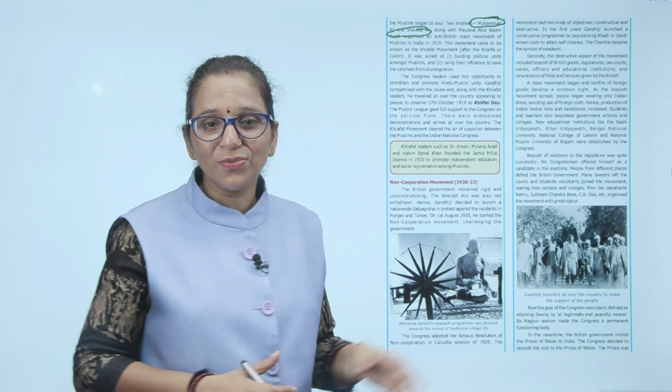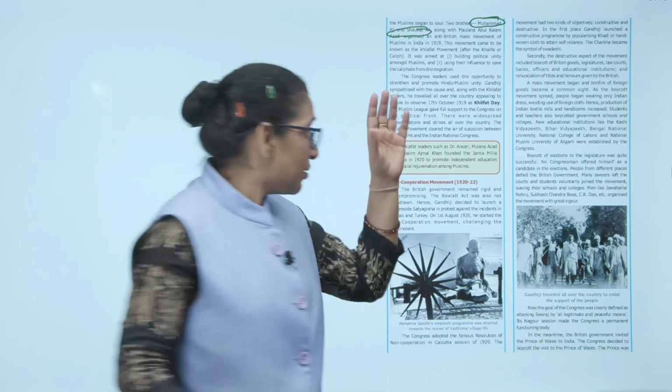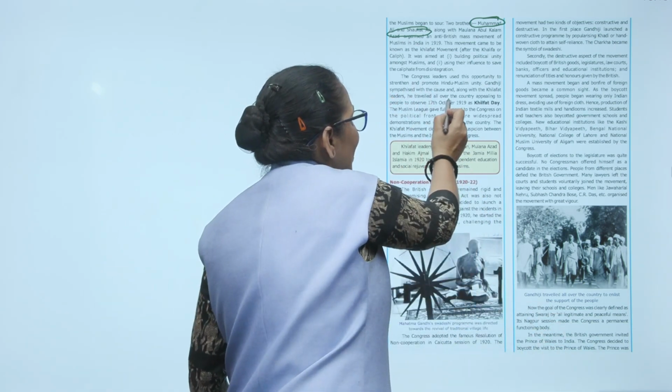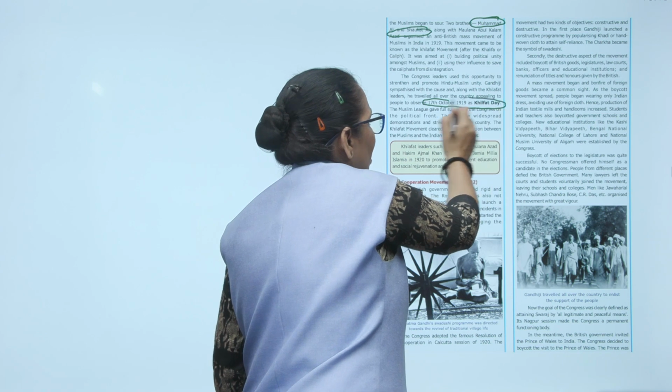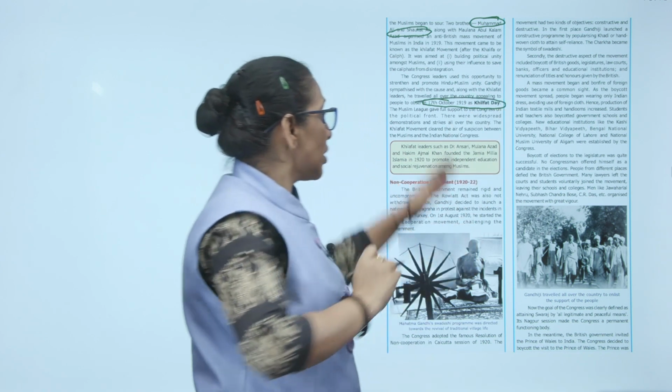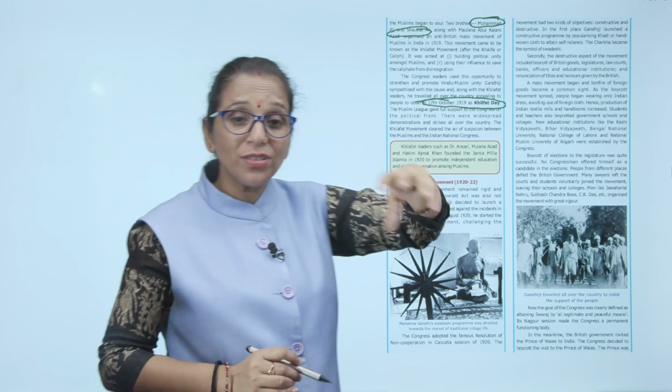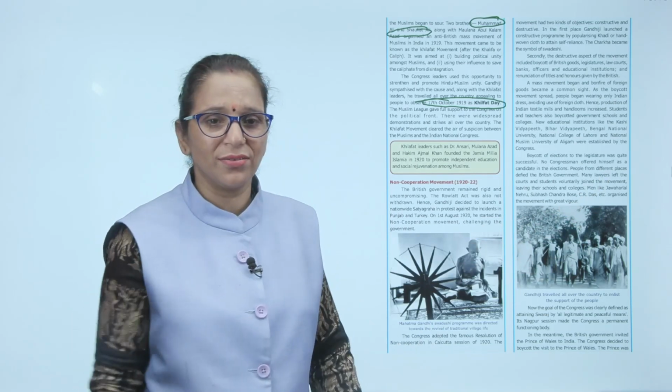So Gandhiji sympathized with the cause, and along with the Khilafat leaders, he travelled all over the country appealing to people to observe 17th October 1919 as the Khilafat Day. And the Muslim League gave full support to Congress on this political front. I mean, that was the day where we can see that Hindus and Muslims unite, stand under one umbrella. There were widespread demonstrations and strikes all over the country.